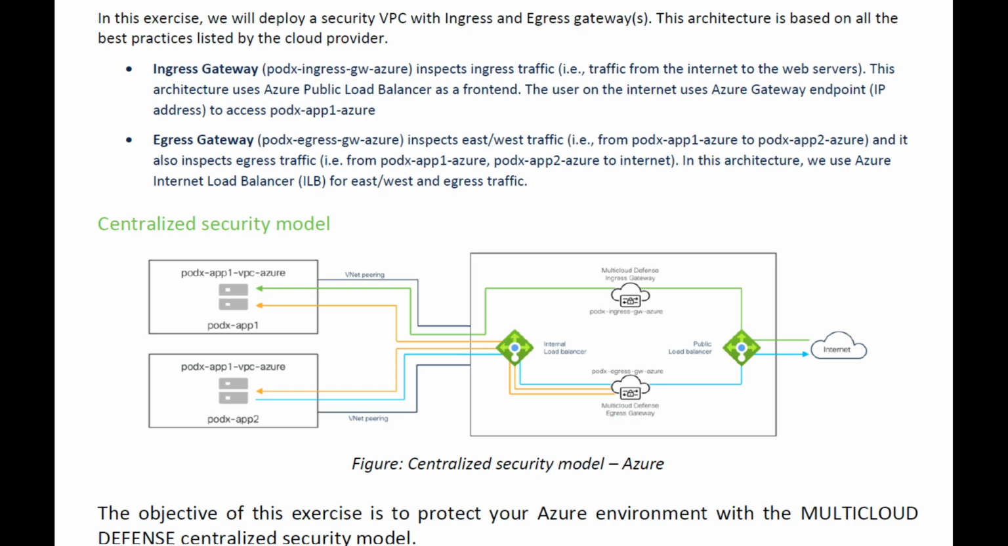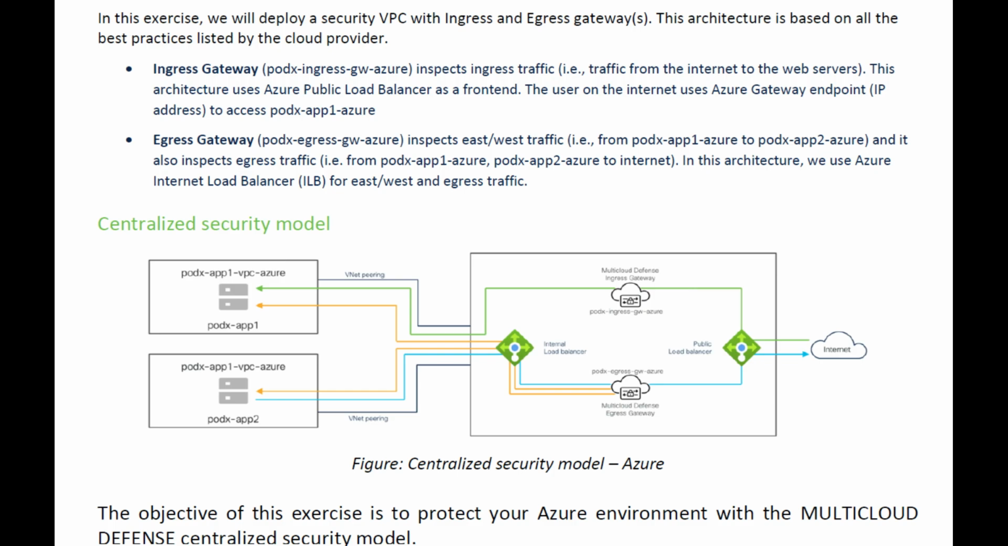So the ingress gateway, which is going to be Pod 33 Ingress Gateway Azure, inspects ingress traffic, so traffic from the internet to the web servers. This architecture uses Azure Public Load Balancer as the front end. The user on the internet uses the Azure Gateway Endpoint IP address to access the Pod 33 App 1 Azure instance.